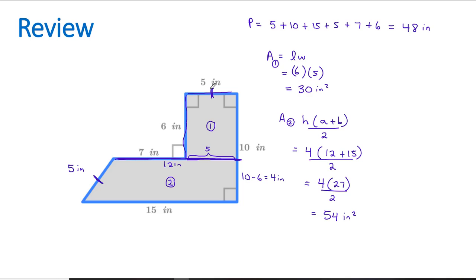And now I can add the two together. So the total area is equal to 30 inches squared plus 54 inches squared. So that's going to be 84 square inches for this composite figure.